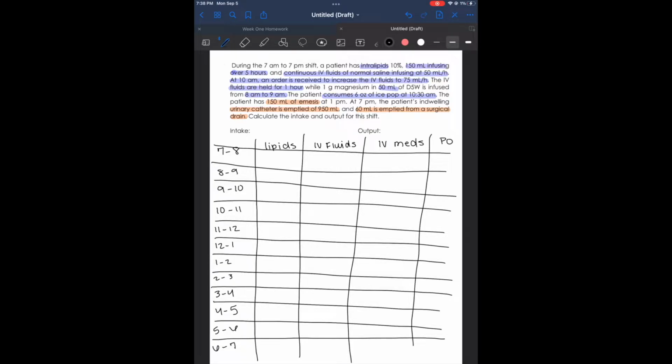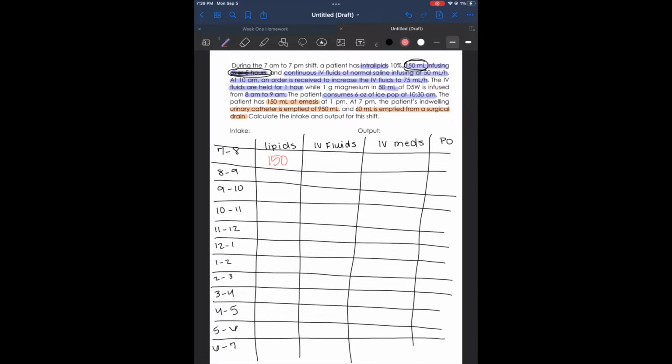So we know that we're giving 150 milliliters of lipids over 5 hours. If it says we're giving something over X amount of time, that means that they're still getting this volume. So we don't care about the time. In whatever time we want, we'll write 150 because they're getting that.